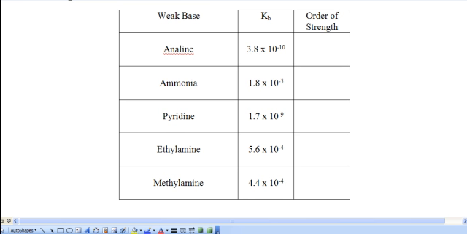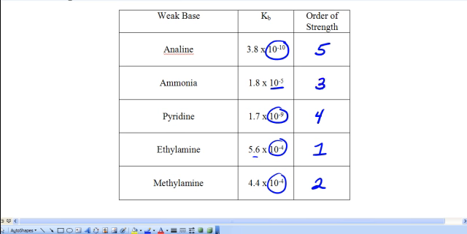Okay, so looking at the Kb's, which one is the largest? Well, 10 to the negative 4 is the largest exponent that we have, and you have 2 of them. This one has a larger first term, so that's going to make that the strongest. This would be the second strongest. The smallest Kb is this 10 to the negative 10, so that's going to be the weakest one of these 5, so we'll say that that's the 5. The next weakest would be this 10 to the negative 9. And the one in the middle is the 10 to the negative 5. All right, so that would be in order of strength.